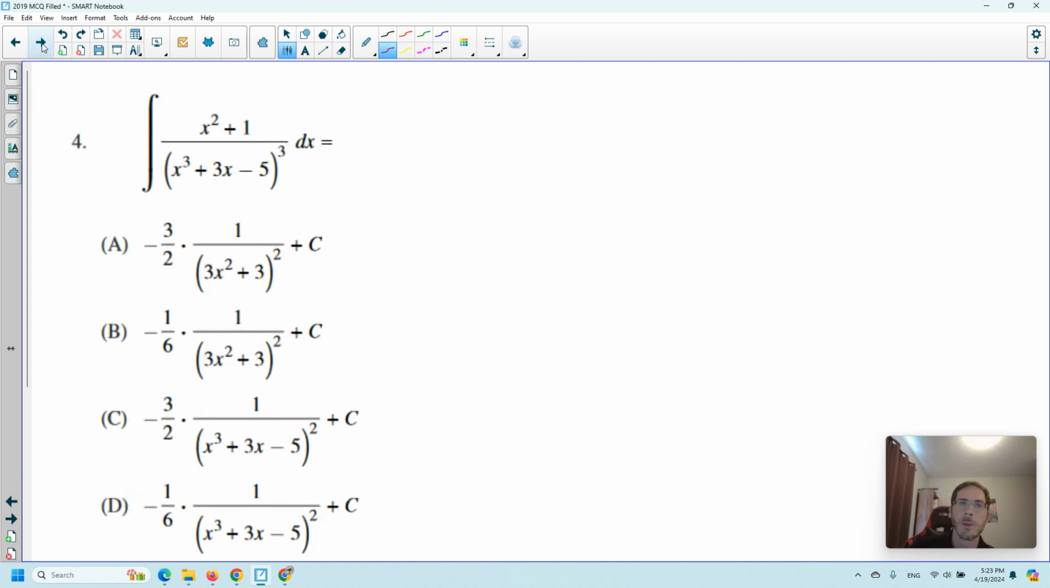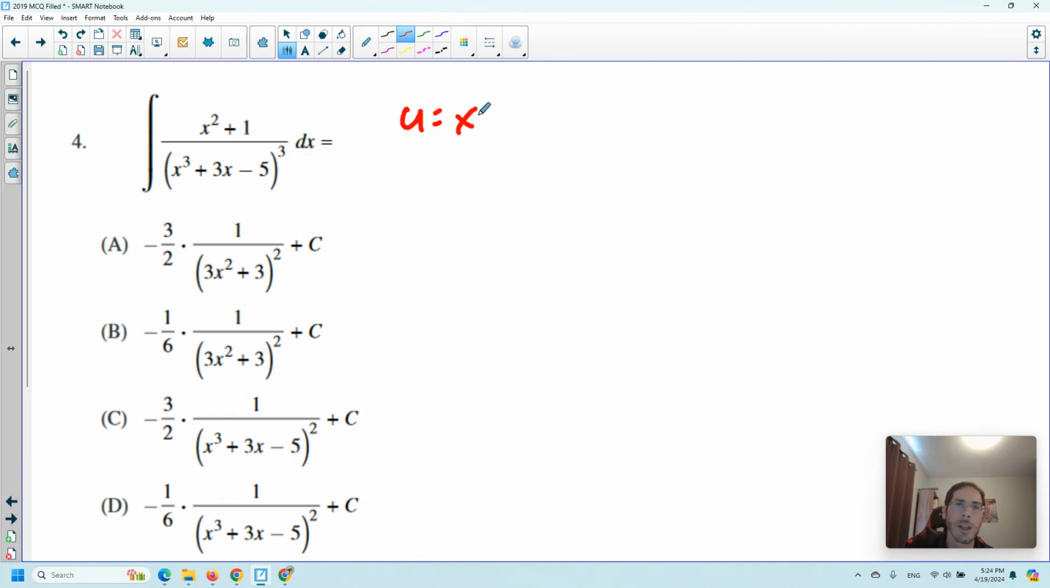All right, number 4, we got what looks like a huge integral. So looking like it might be pretty tough. I'm looking at that and I'm thinking, all right, I'm hoping that we can just do a U substitution on this one. Looking at some of the answers, it looks like it'll be a U substitution because we're going from a third power down to a second power on every single answer choice. So I'm going with the U substitution.